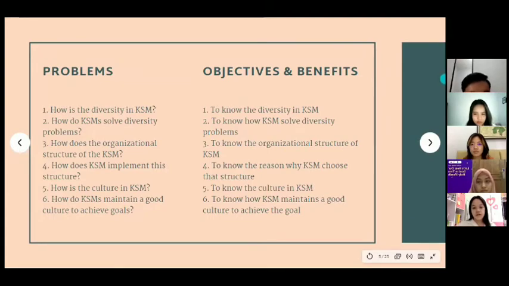Objective and benefit. To know the diversity in KSM, to know how KSM solves diversity problems, to know the organizational structure of KSM, to know the reason why KSM chooses that structure, to know the culture in KSM, and to know how KSM maintains a good culture to achieve the goal.